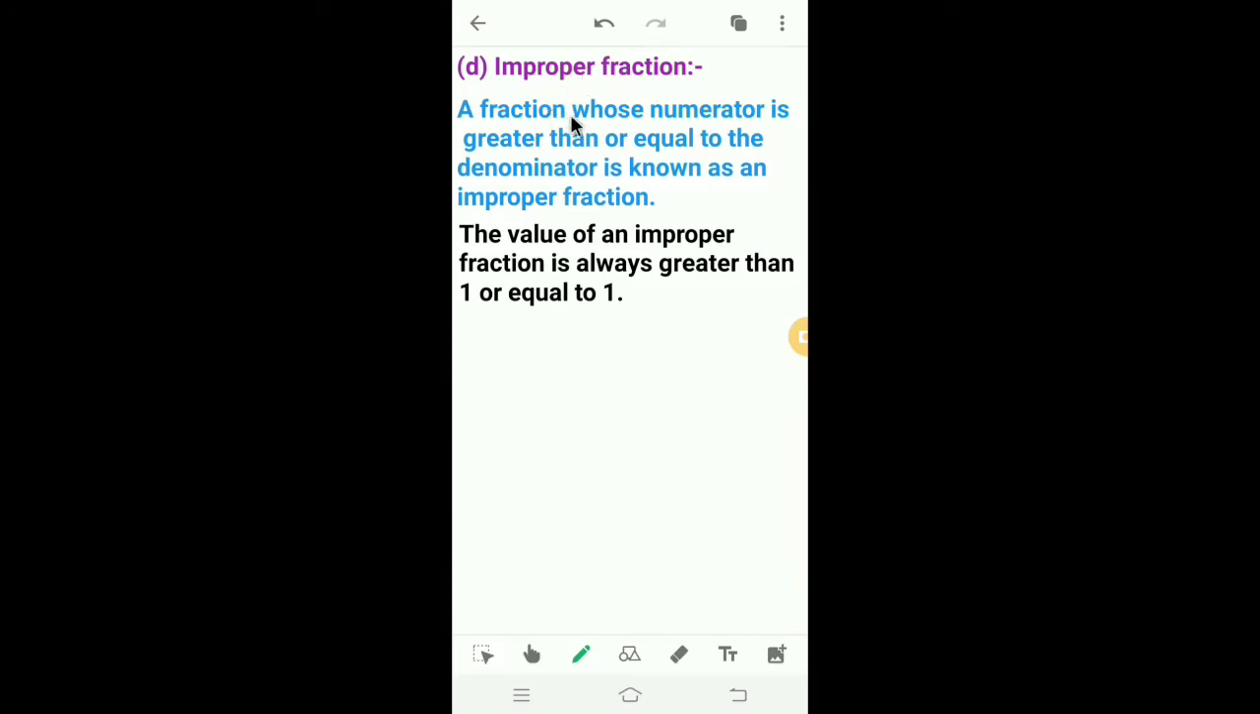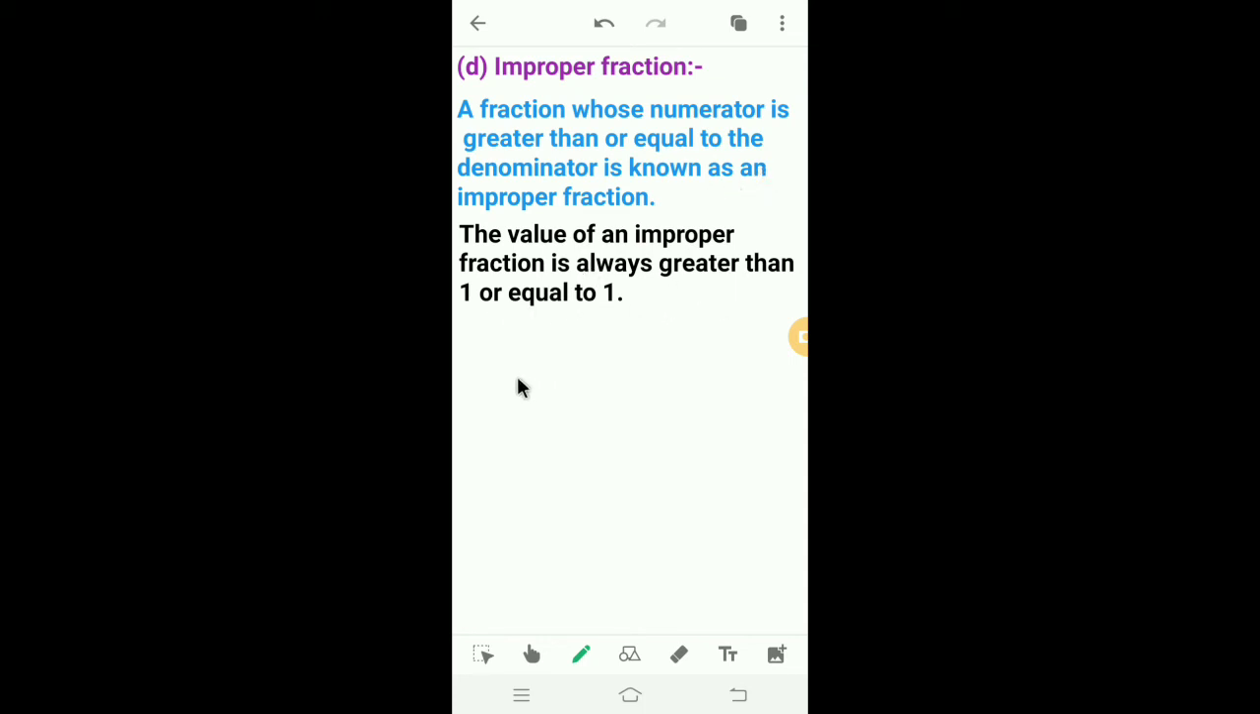A fraction whose numerator is greater than or equal to the denominator is known as an improper fraction. The value of an improper fraction is always greater than 1 or equal to 1.